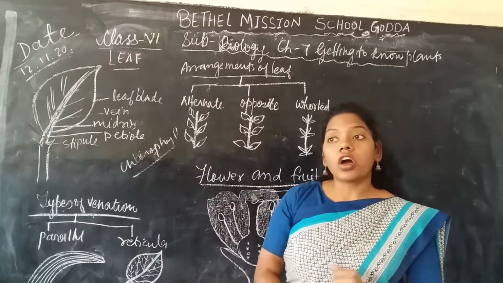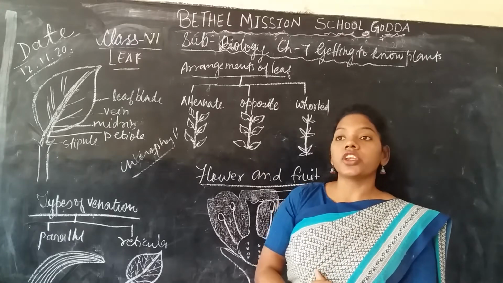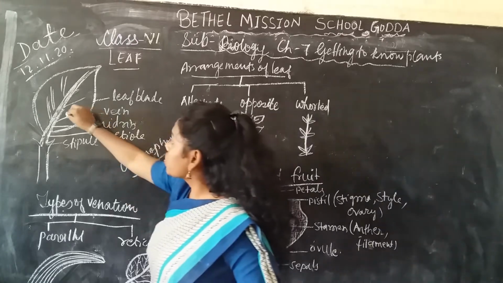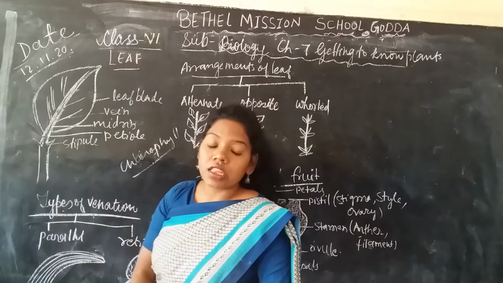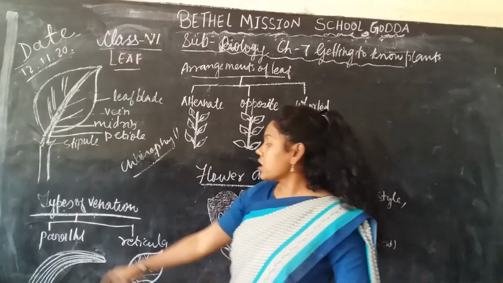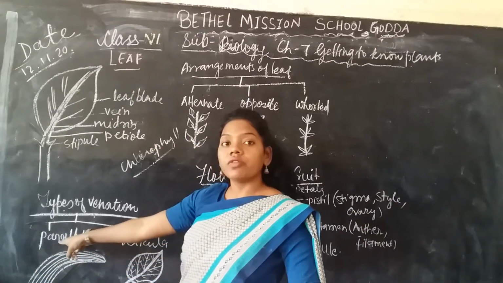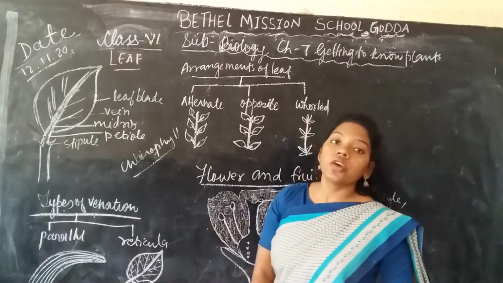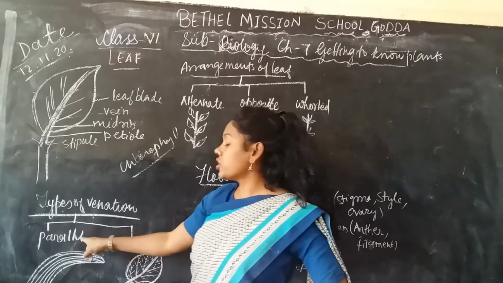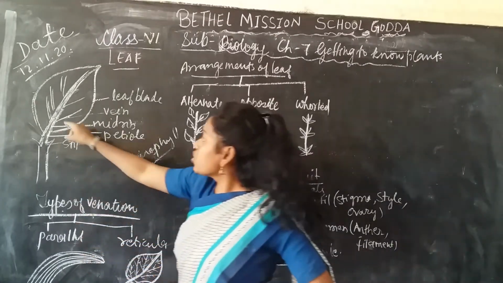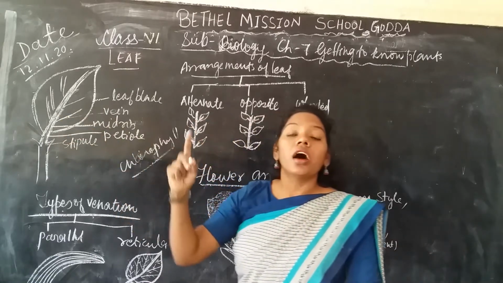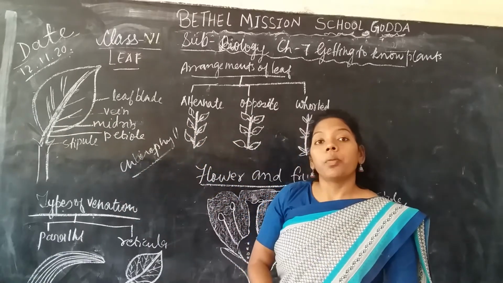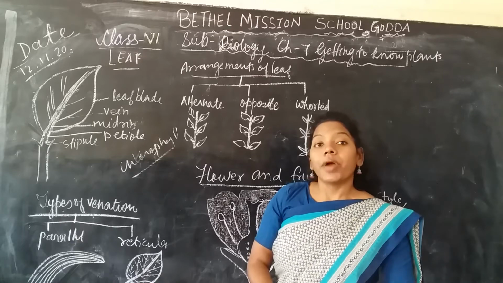Now we are going to talk about the different kinds of venation. Venation means the arrangement of the veins which you see, and it is of two types. One is the parallel venation, and the other is the reticulate venation. Parallel venation means the veins which you see there are arranged in a parallel line.